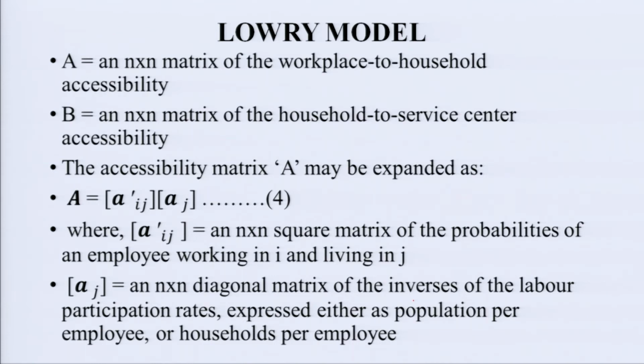The accessibility matrix A may be expanded as capital A is equal to Aij dash into Aj. This is the fourth equation, where Aij dash is an n by n square matrix of the probability of employees working in zone i and living in zone j. Aj is an n by n diagonal matrix of the inverses of the labor participation rates, expressed either as population per employee or household per employee.